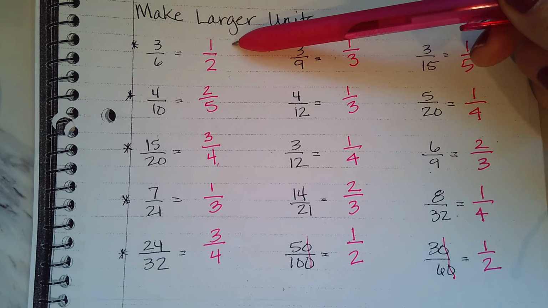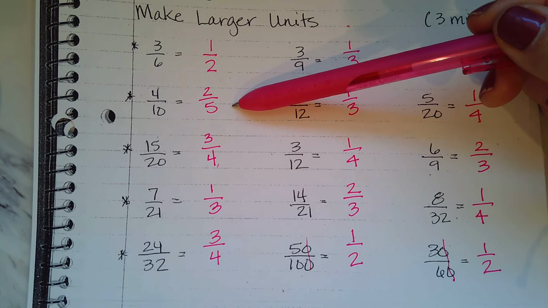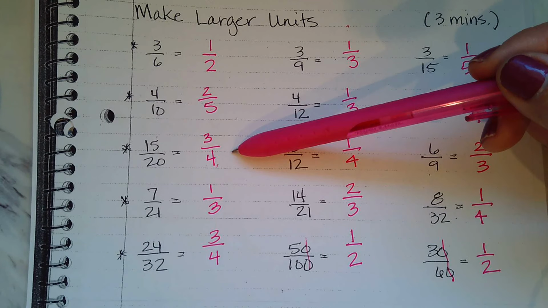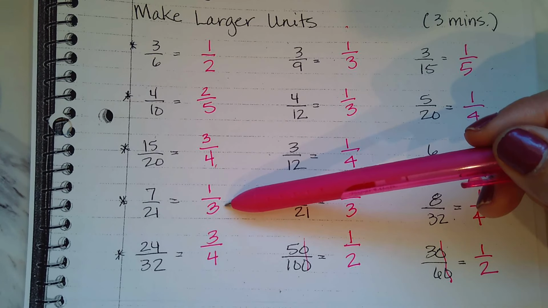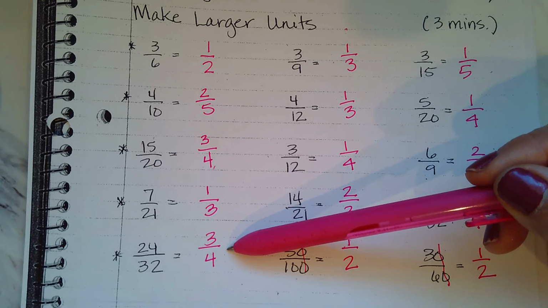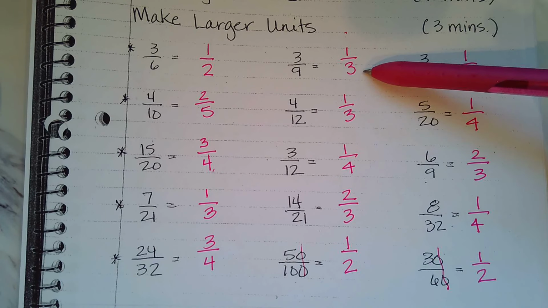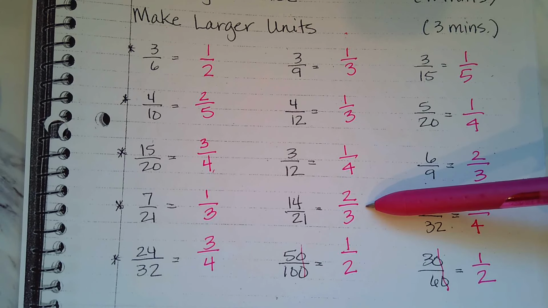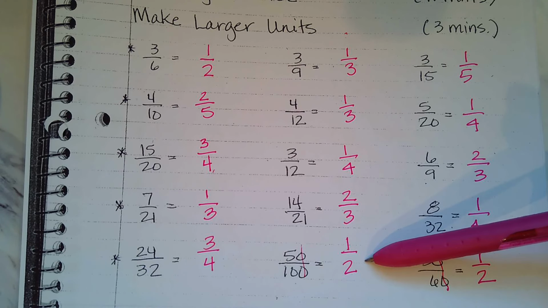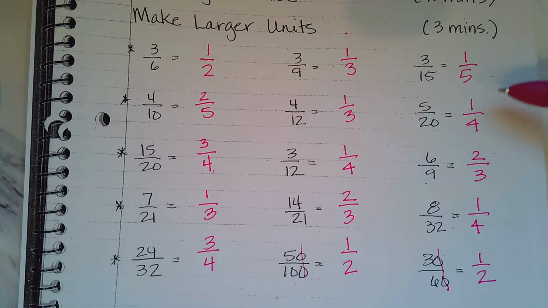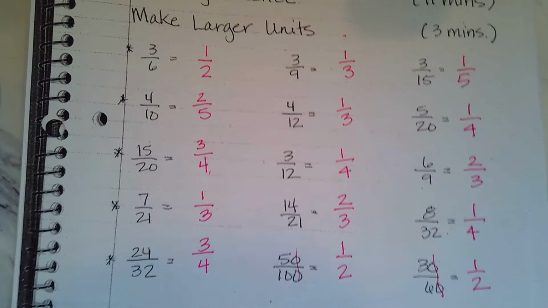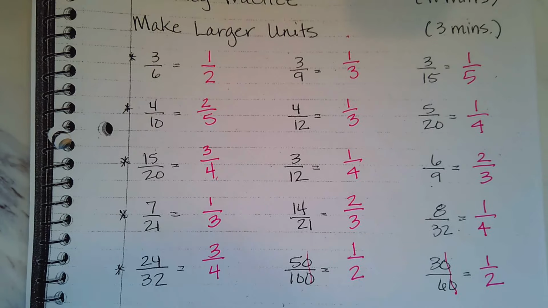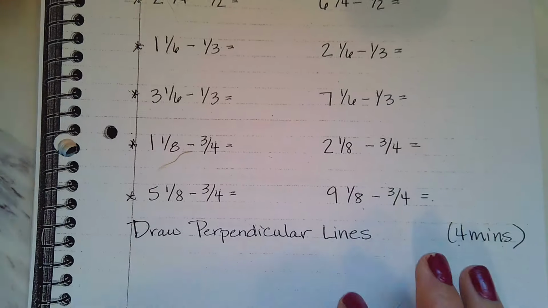So 1/2, 2/5, 3/4, 1/3, 3/4, 1/3, 1/3, 1/4, 2/3, 1/2, 1/5, 1/4, 2/3, 1/4, 1/2. All right, hopefully this is getting easier and easier and you're getting faster and faster at that.